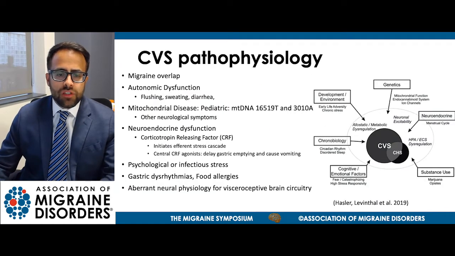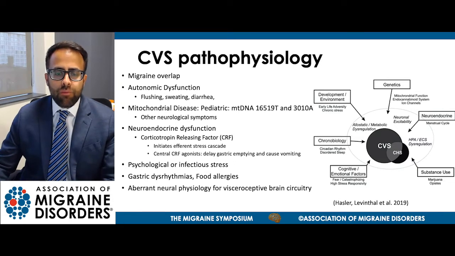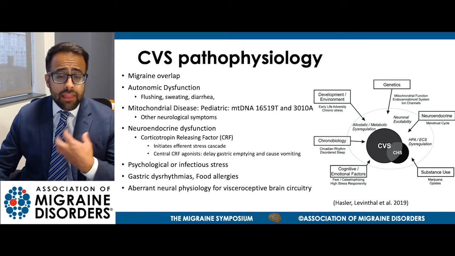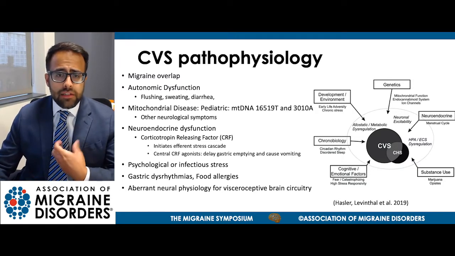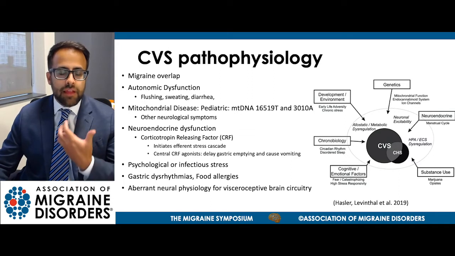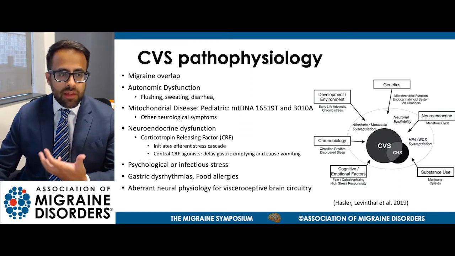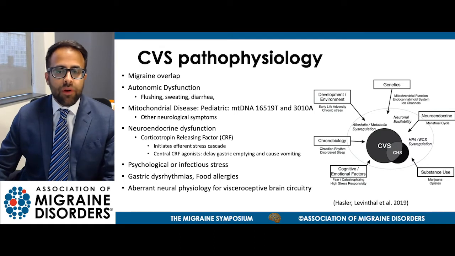So there is a combination of genetics, neuroendocrine, cognitive emotional factors, substance use, and environment that provoke cyclic vomiting syndrome. Additional factors are listed on the left, but when I explain cyclic vomiting syndrome to patients, particularly those that have migraine, I describe it more as the autonomic nervous system running amok. People understand things like neuropathy when it comes to diabetes, and it allows them to understand cyclic vomiting syndrome more.